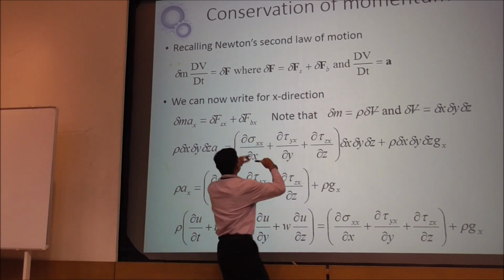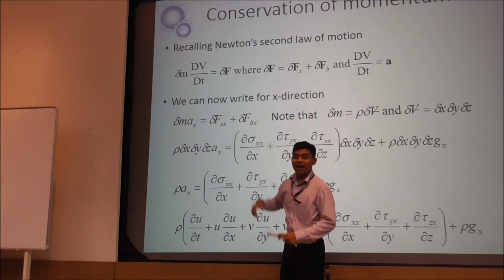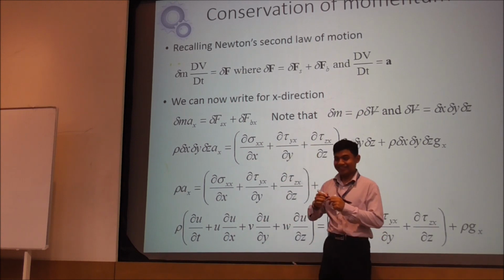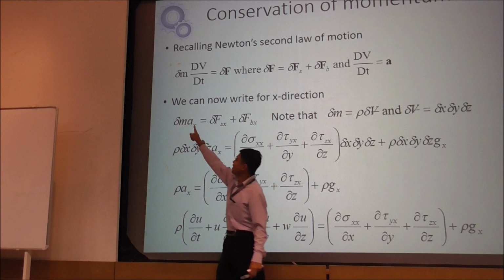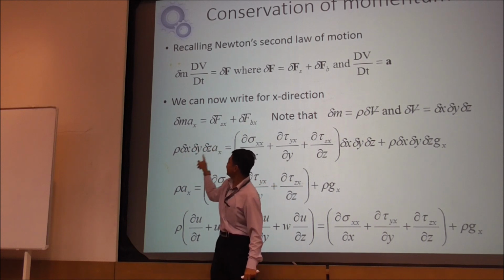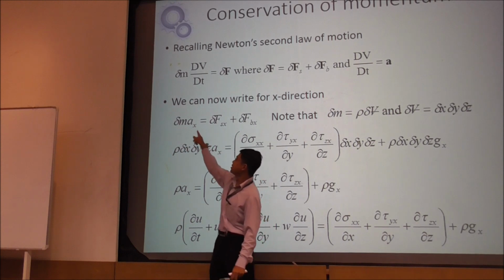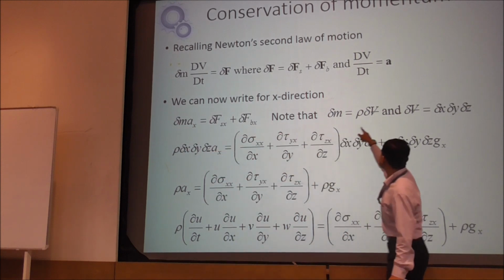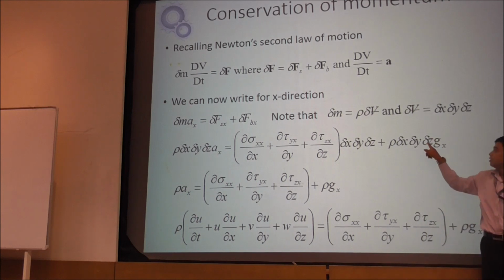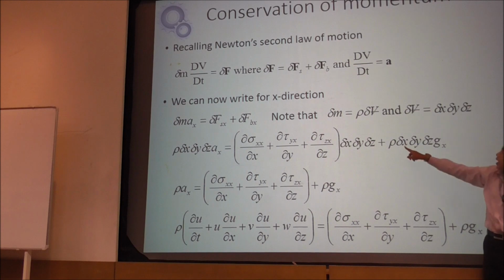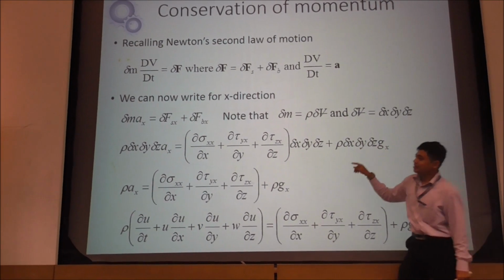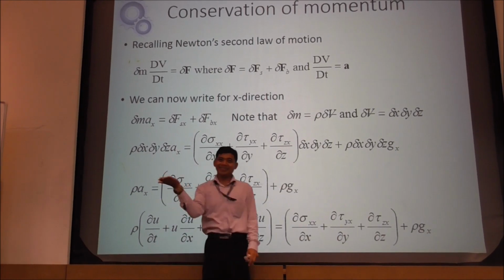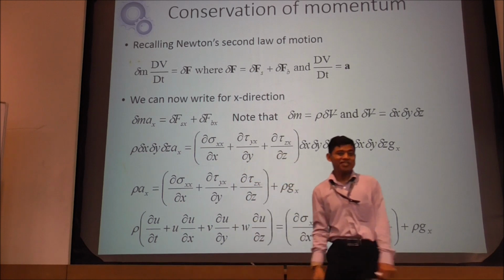So you have this. This one is that. Clear? This thing is that. dm ax is rho dx dy dz ax, and bx is that, because dFbx is nothing but m times g, right? Clear? m times g. This one is m times a. That's the only thing. Simple, don't worry. It's very simple.